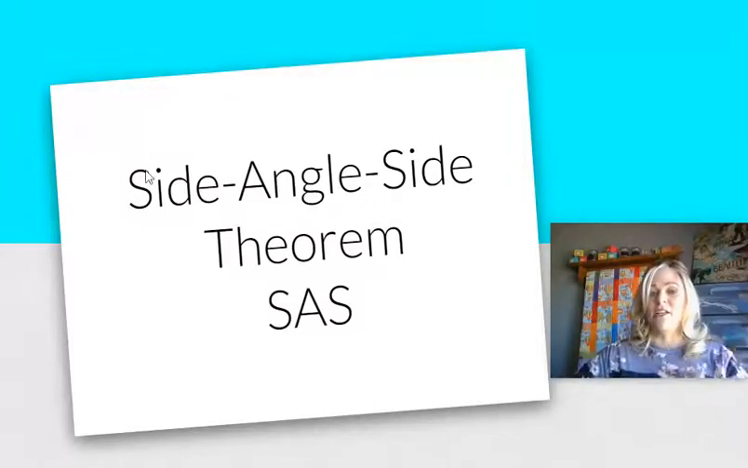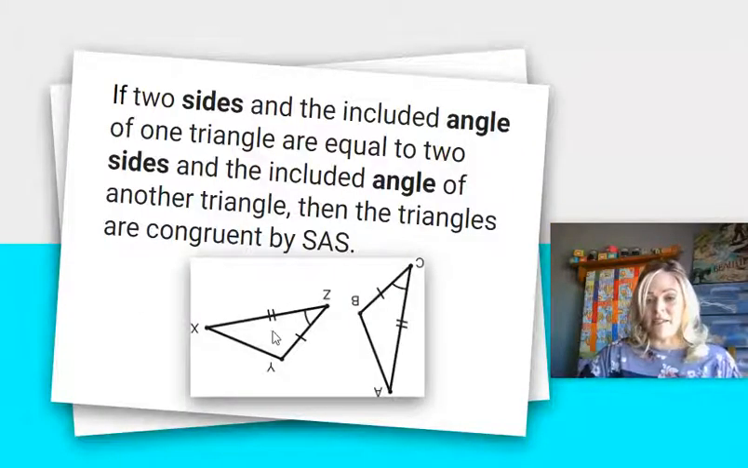These are shortcuts. So the first shortcut, side, angle, side. So what that means, and here's a picture, if you have a side, an angle, and a side congruent to a side, angle, and side of another triangle, then that is a rule that you can use to prove the triangles are congruent.